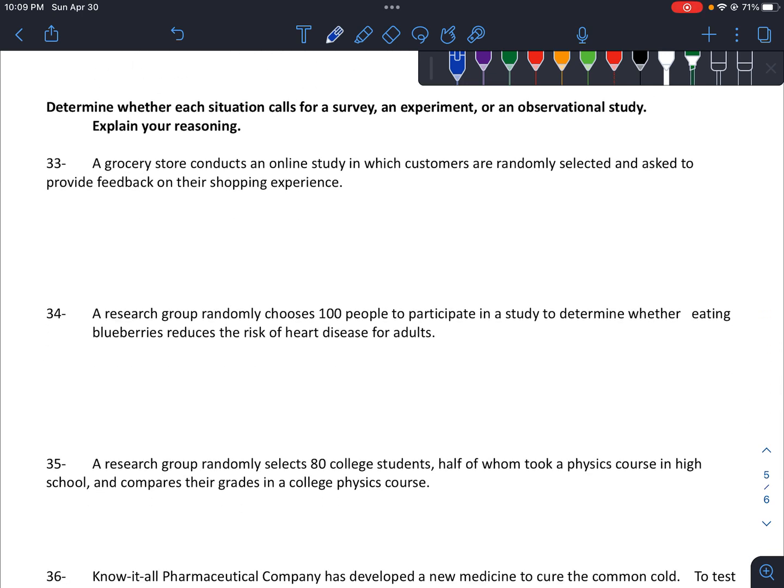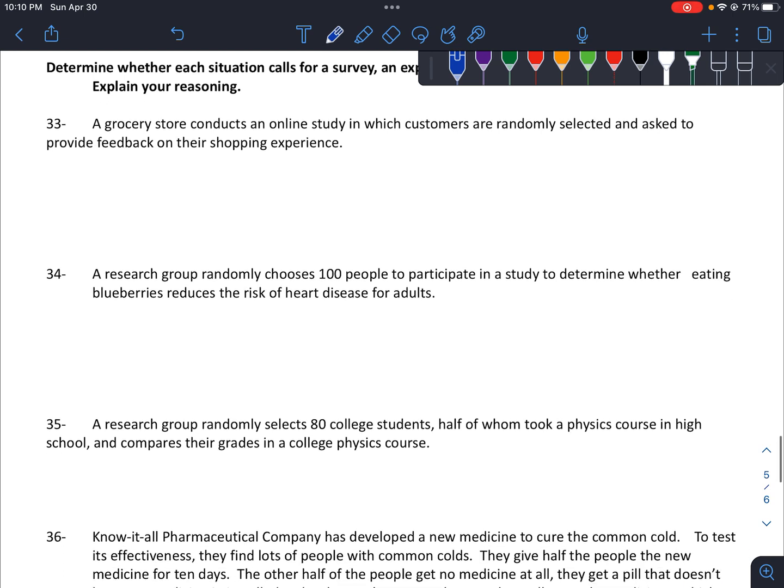All right, next one. Determine whether each situation calls for a survey, an experiment, or an observational study. Explain the reasoning. A grocery store conducts an online study in which customers are randomly selected and asked to provide feedback on their shopping experience. That sounds like a survey. Questions are being asked and they're responding.